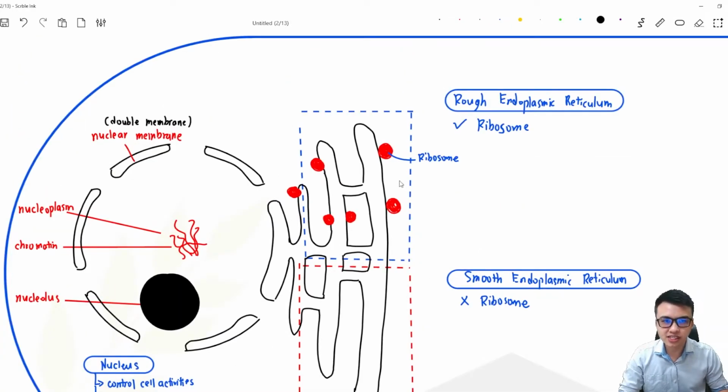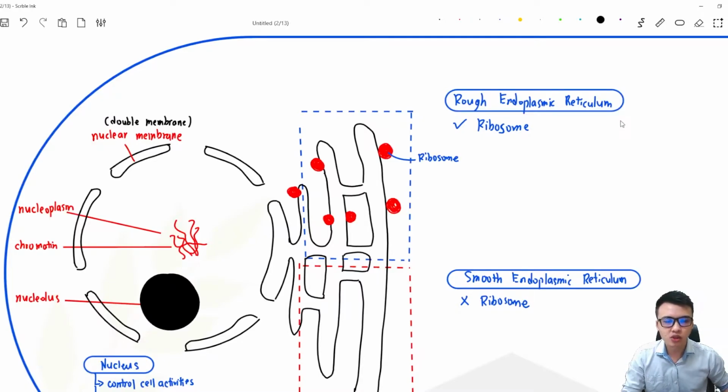So you can actually see that rough endoplasmic reticulum is really rough, compared to the smooth endoplasmic reticulum. It is obviously rough because it has the ribosome on the surface. Rough endoplasmic reticulum and smooth endoplasmic reticulum have a very big difference in terms of functions. Don't want to confuse you guys, that's why we will start with the rough endoplasmic reticulum first.